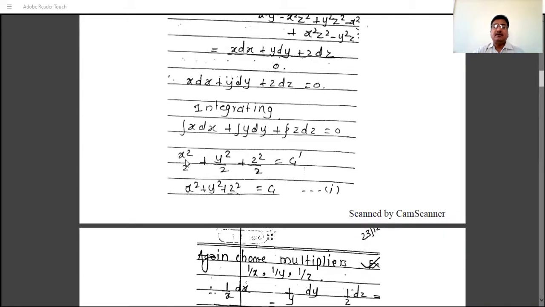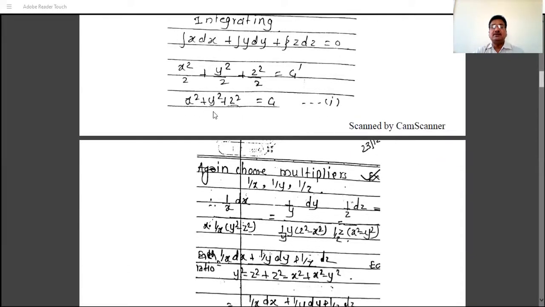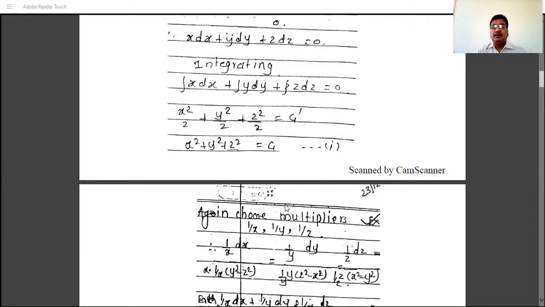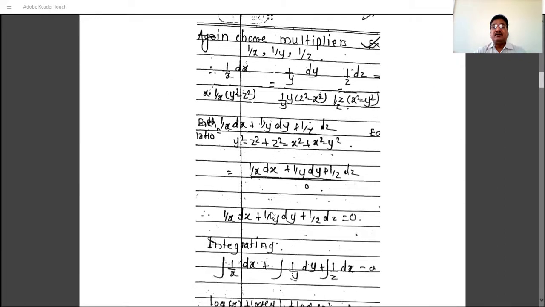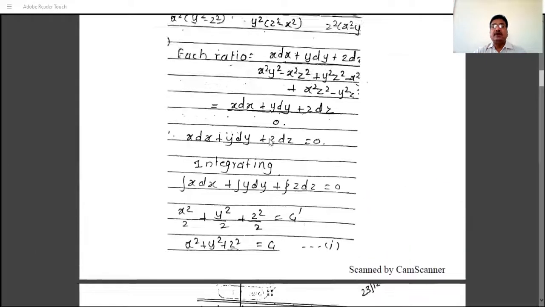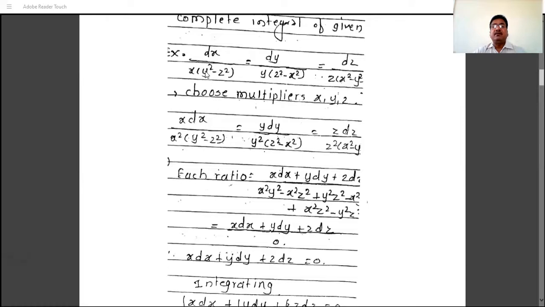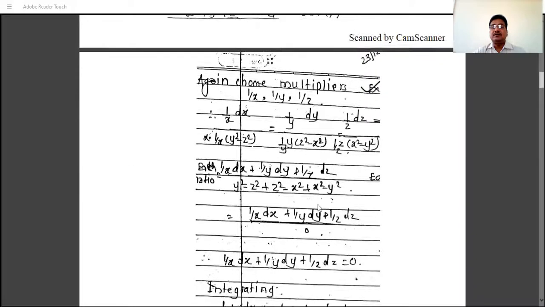After integration we have x square by 2, y square by 2, z square by 2 equal to c1 dash. Suppose we multiply by 2, we have this as one solution: x square plus y square plus z square is equal to c1. Then again the same method to find the second solution of the given differential equation. Choose multipliers 1 by x, 1 by y, 1 by z. And then we have each ratio is equal to 1 by x dx plus 1 by y dy plus 1 by z dz divided by y square minus z square plus z square minus x square plus x square minus y square. We have the answer 0.